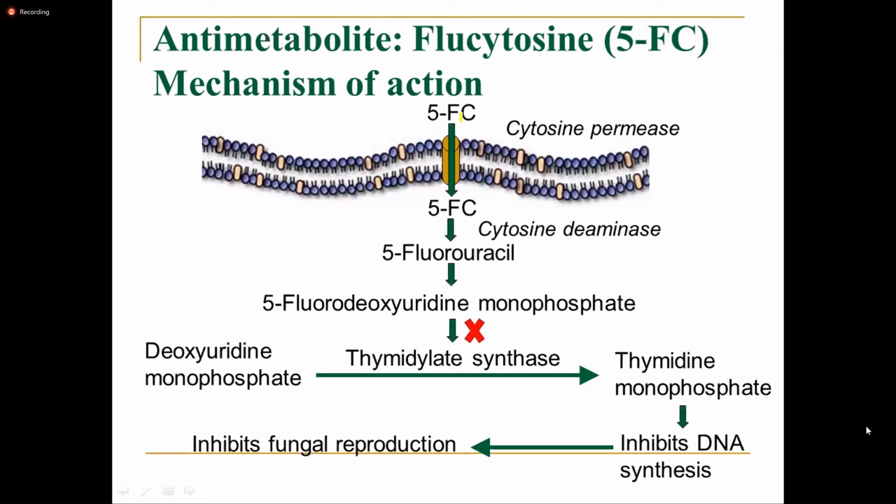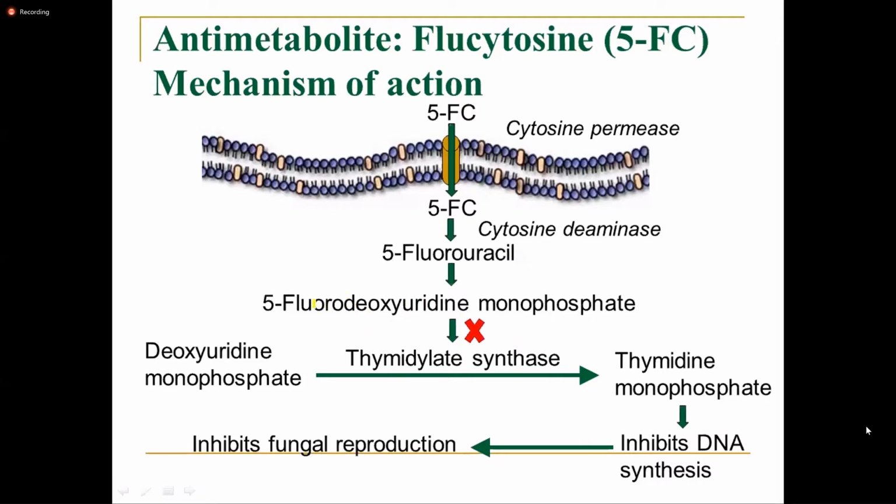So first it has to get access into the cell, entry has to happen, and what helps is cytosine permease, and then cytosine deaminase you have to remember. This will help in conversion of flucytosine to 5-fluorouracil. And this has antimetabolite property. That means it inhibits. Sorry, 5-fluorouracil will undergo another pathway.